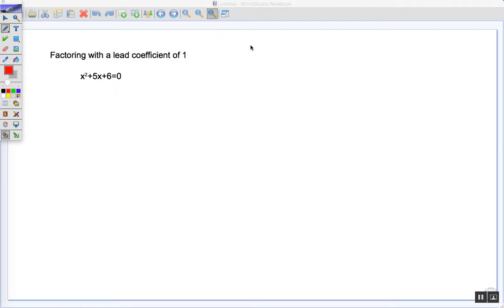So step 1, identify the factors of your C term. What are the factors of 6? Well, 1 times 6 and 2 times 3.